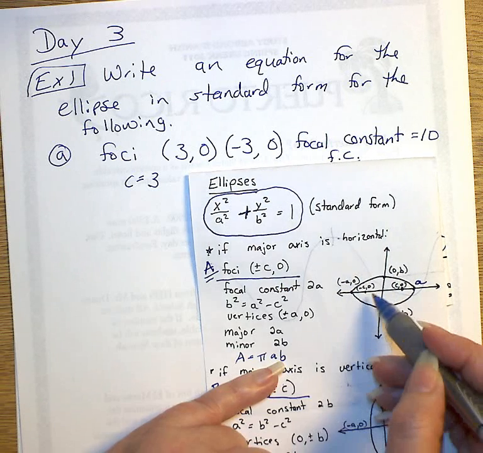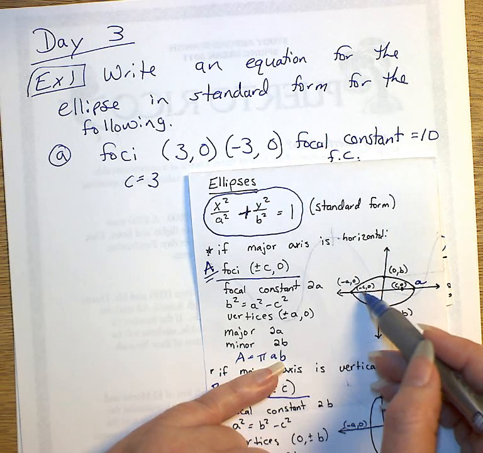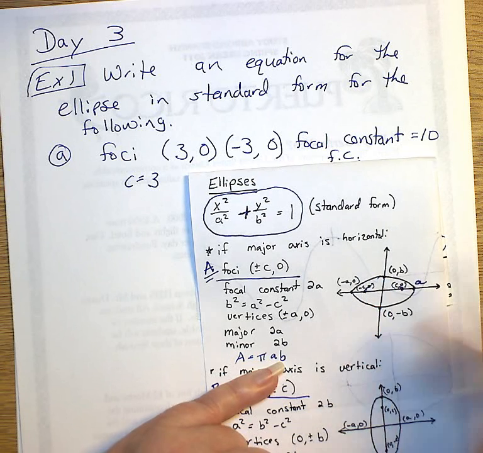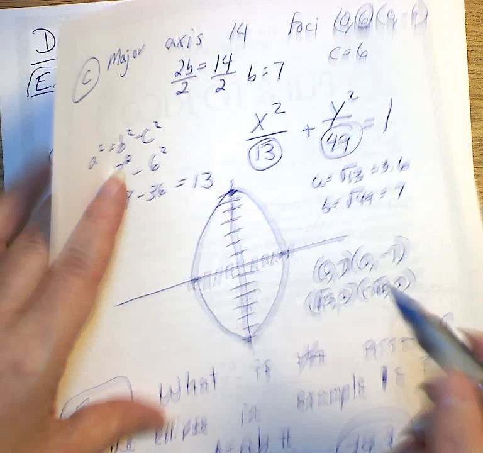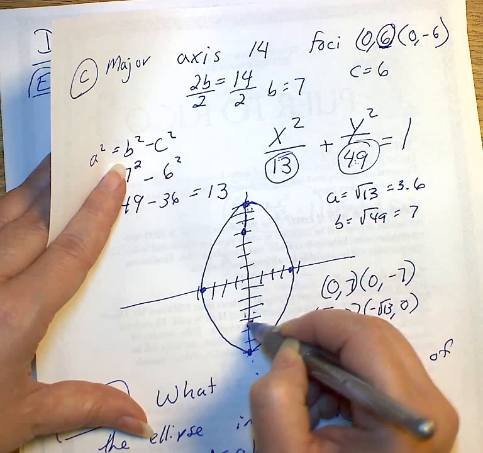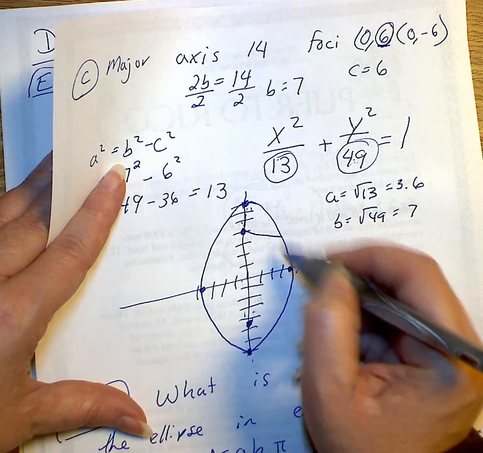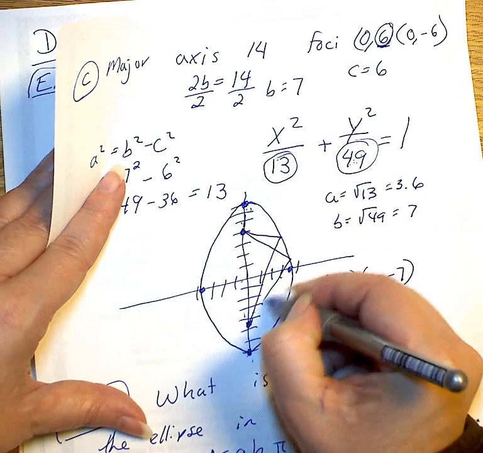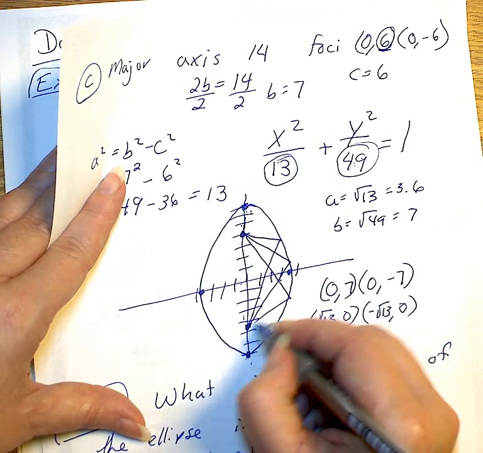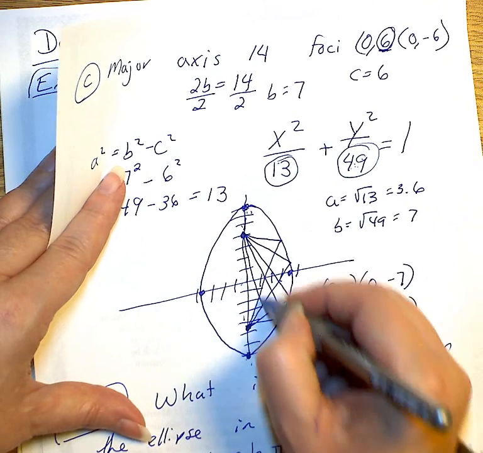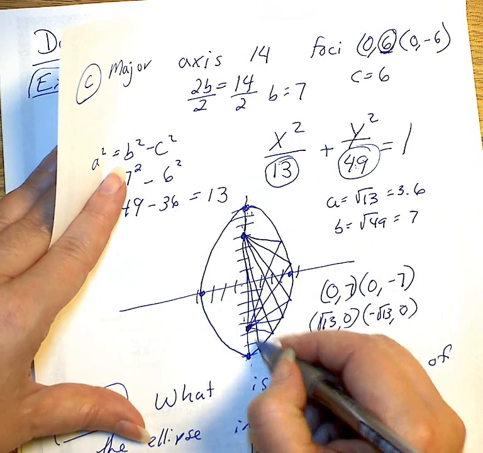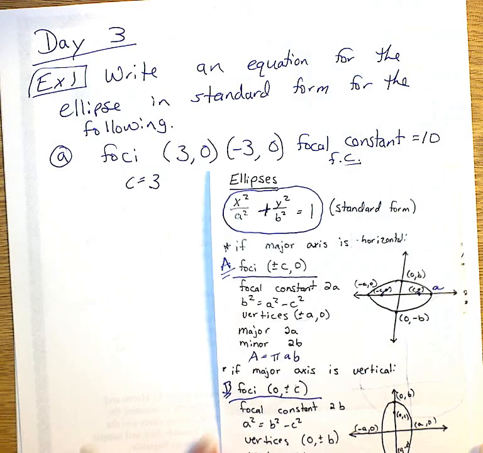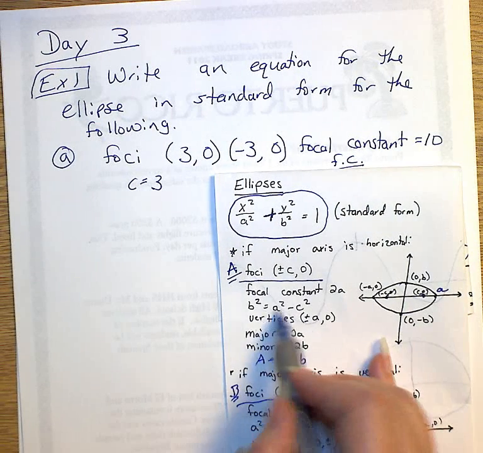If you take a piece of string and put it on both your foci, that's what creates your ellipse. I'm not going to draw the whole thing, but you have two foci, and if you take a piece of string and put it to a point, and then pull it to the next point, that's what creates your ellipse. But really, all you need to know is how to use the formulas. The nice thing about this is it helps us find A and B.